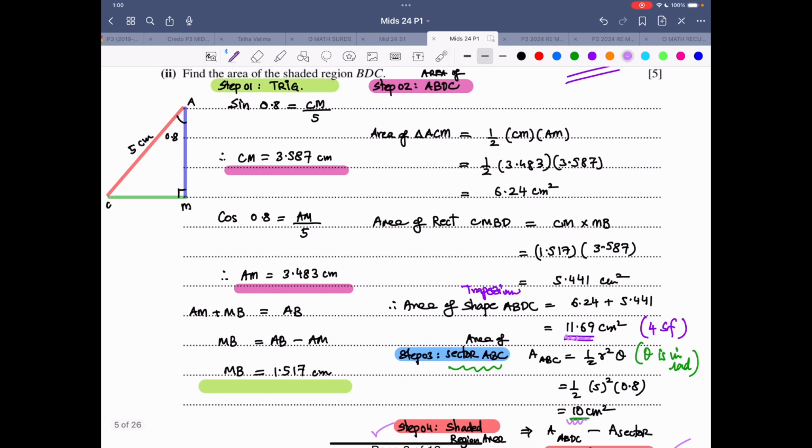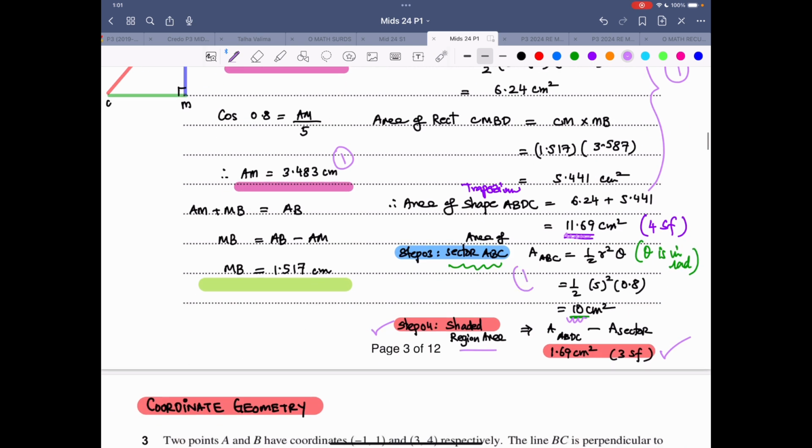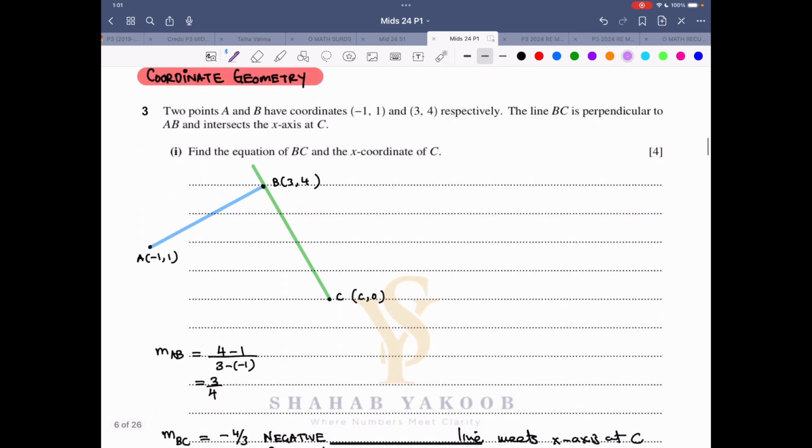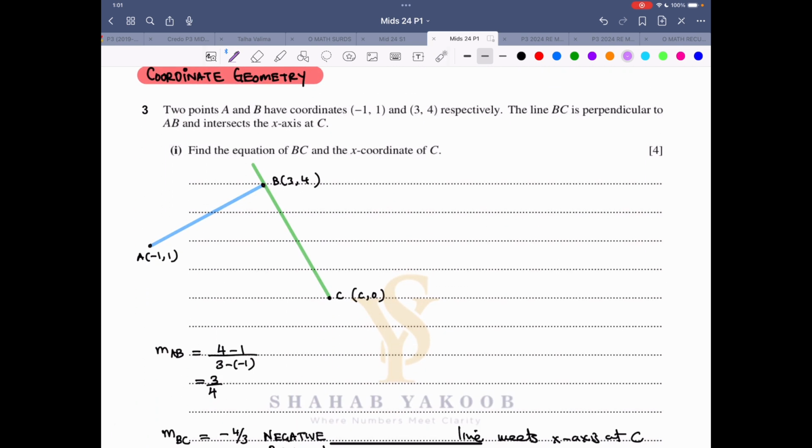Let me give it 1 mark over here, 1 mark over here, 1 mark for the whole trapezium, 1 mark for the sector, 1 mark for the final region. So that's how 5 marks are obtained. Coordinate geometry, a very simple topic, but people tend to make mistakes.